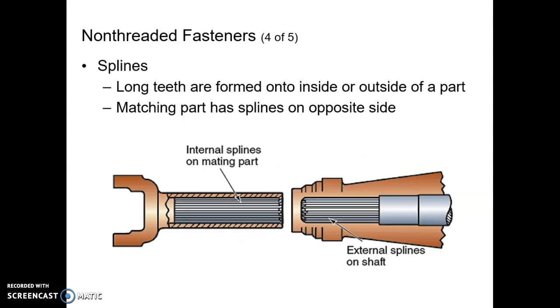We also have splines. This is typically an application shown here where we have a slip yoke on a transmission output shaft. You'll notice the length of the splines means that we have got some movement back and forth. This helps accommodate drive shaft angles and drive shaft length changes. So the splines mate and they can slide back and forth to accommodate changes in length.